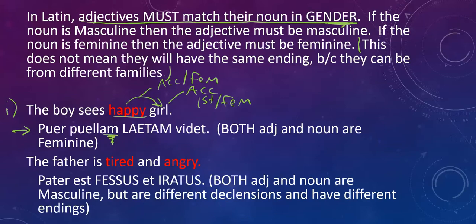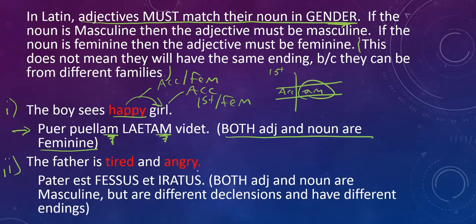Puer, puellam. Okay, that's first declension feminine. I think if I go in the first chart to that accusative ending, it's an AM. Laetam is also using that AM because it's accusative and it's feminine. And then videat. So both the adjective and the noun are feminine.